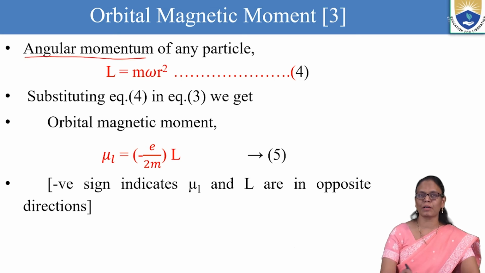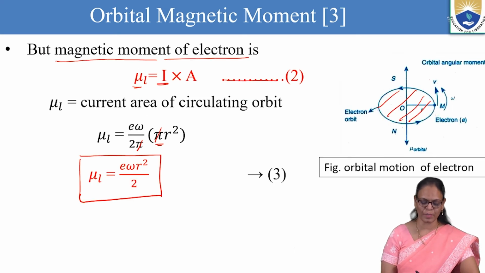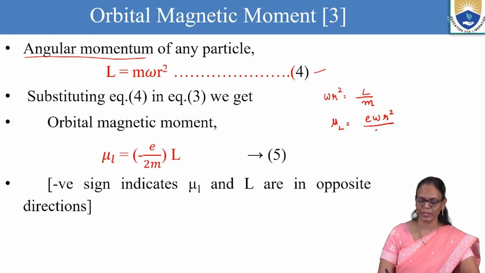Now when you consider the angular momentum of any particle, we take it as mvr or m r square omega. This is equation 4. This is the angular momentum. Now we are going to substitute equation 4 in equation 3. So what we have in equation 3 here? Mu L is equal to e omega r square by 2. So here we will substitute for omega r square, L by m. Omega r square here is equal to L by m. So mu L is equal to e omega r square by 2 we had. For omega r square, we are substituting L by m. So we have eL by 2m.